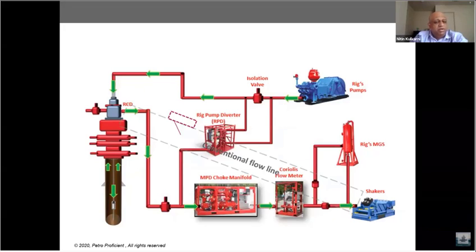But one thing that is important to know is that when you are applying back pressure, there has to be flow through the manifold, at least a minimum value of flow in the system. This needs to be maintained, and it is maintained using the rig pump diverter.